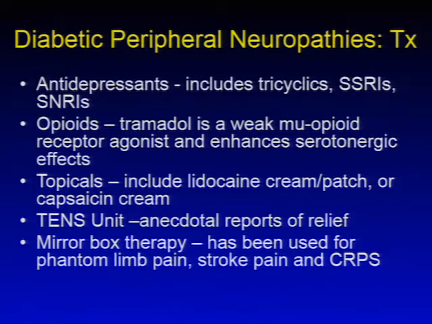The treatment of diabetic peripheral neuropathy is typically multimodal. It may involve antidepressants, TCAs, SSRIs, SNRIs. It is thought that tramadol is helpful due to its weak mu-opioid receptor agonism and its enhancement of serotonergic effects. Peripheral neuropathies can also be treated with topical creams and gels such as lidocaine or capsaicin, TENS unit, and mirror box therapies.